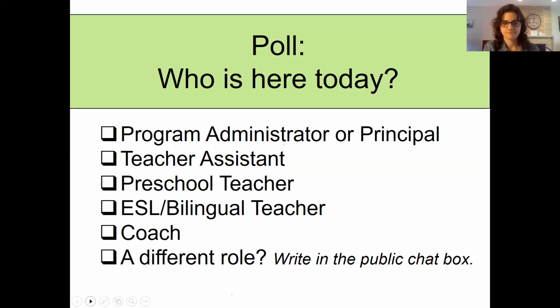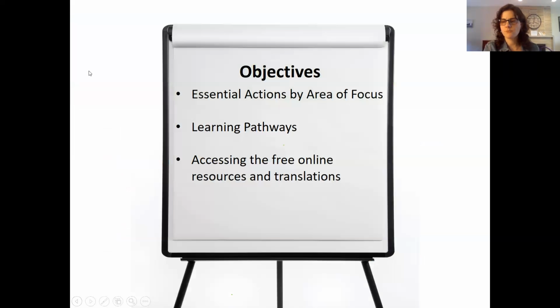All right. So here are our objectives for the next hour and a half together. First, I'm going to be sharing with you some of the key components of the essential actions and how it is that they're grouped by what WIDA calls areas of focus. Then we're going to talk about the learning pathways that are contained within the toolkit. And then lastly, at the very end of the day, I'm going to walk you through how to get to all of these free resources if you haven't done so yet.